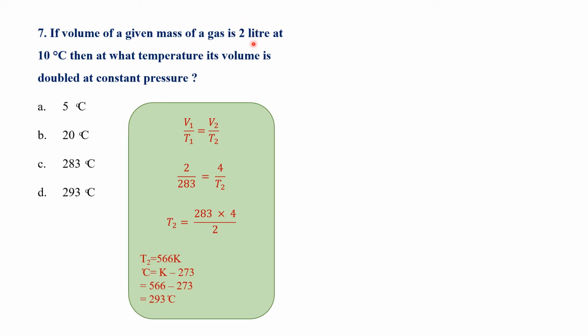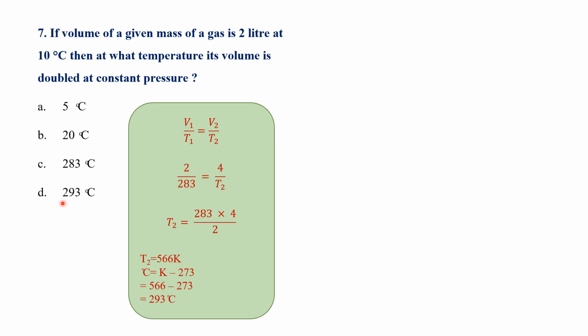So here 2 is given, so the double of 2 is 4, so we will put here 4, and temperature is unknown. So V1 divided by T1 is equal to V2 divided by T2. V1 is 2, T1 is 10 degrees C, but in Kelvin scale it is 283. 4 is not given in the question, but 2 is given, and in the question it is given that the volume is double. So double of 2 is 4, and T2 is unknown. So by cross multiplying and solving it, we will get 566 Kelvin.